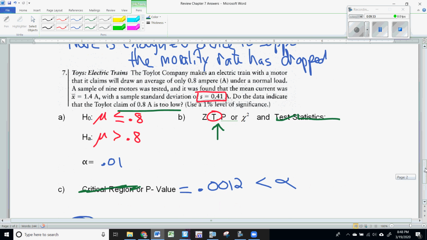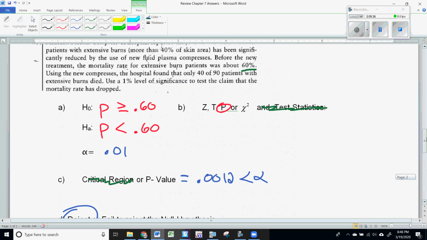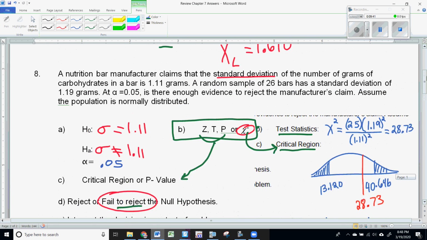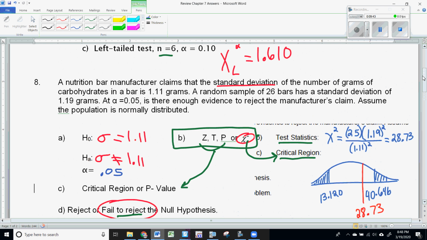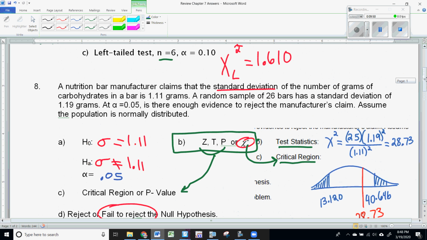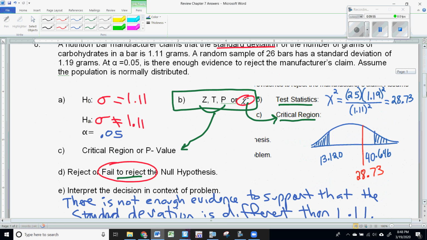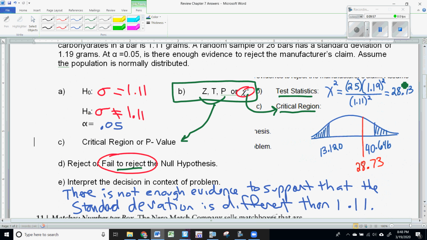A t-test, a p-test, a z-test, and a chi-squared test. So the big thing is to recognize which type of test each one is, and then the information you're going to find. If it's chi-squared, that is the one that you have to look up in the chart. You kind of need to draw the picture. You need to calculate the critical region and the test statistic, and see if the test statistic is in the critical region to decide if you reject or fail to reject.